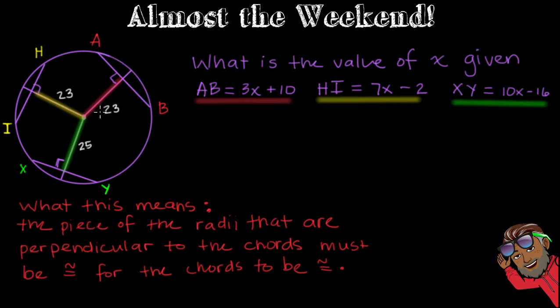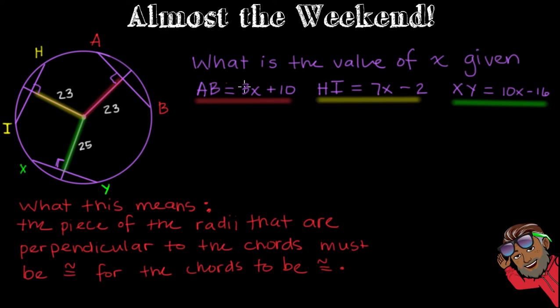So AB is 23 units from the center. Chord HI is 23 units from the center, and chord XY is 25 units from the center. You'll notice that chord XY is much further away, which means XY is probably going to be the smaller one. Not probably, will be the smaller one. So XY is going to have shorter length. Now these two chords over here, chord HI and chord AB, have the same exact distance from the center, which means they must be congruent using that property we talked about just a couple of minutes ago.